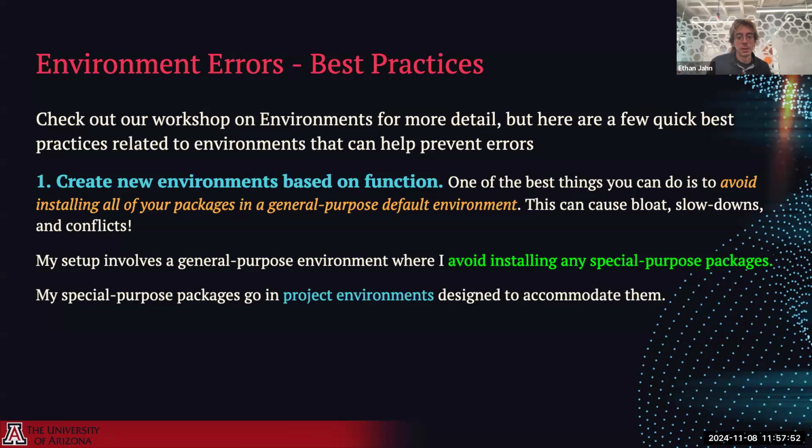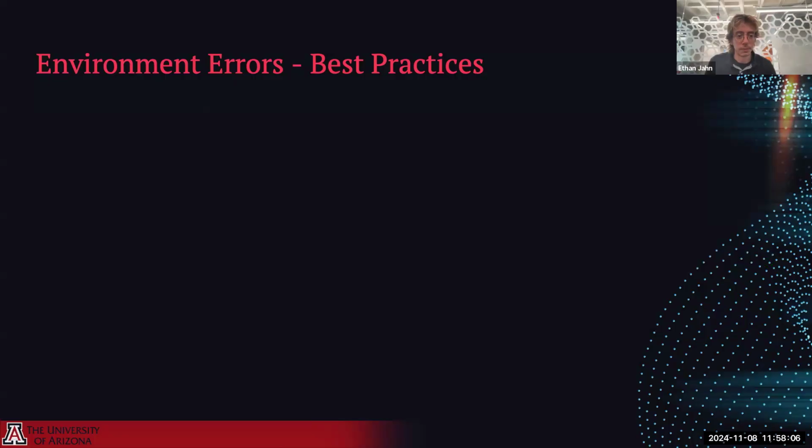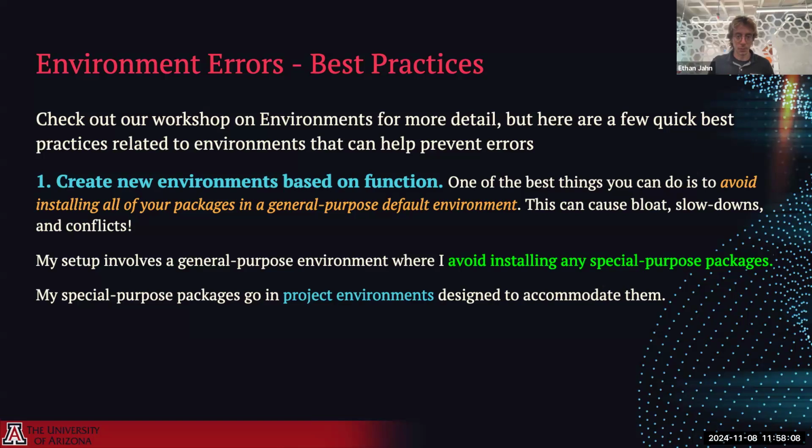So project environments are designed to accommodate those special purpose packages. That way, if it needs any weird particular version of some dependency, it can do that without conflicting with the packages that I have in the general purpose environment. So hopefully this makes sense. Create new environments based on function, and what designates whether something is special purpose or not, that's really up to you. Hopefully this gives you an idea of how to go about this.